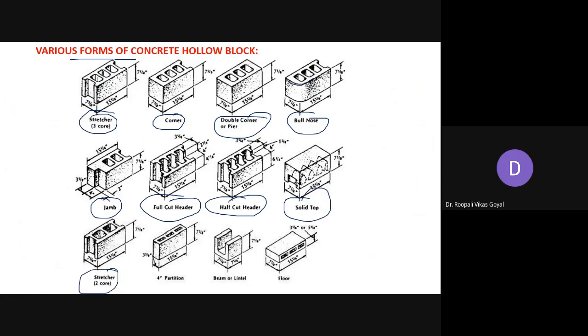So this is structure again, two core unit. This is for the partition wall you can utilize. This is for beam and lintel, this kind of hollow block U shape that it can be utilized. This is for the flooring purpose. So you can say there are varieties of application and various forms of concrete hollow blocks are available with the varieties of dimensions that can be utilized at many places in our masonry construction.